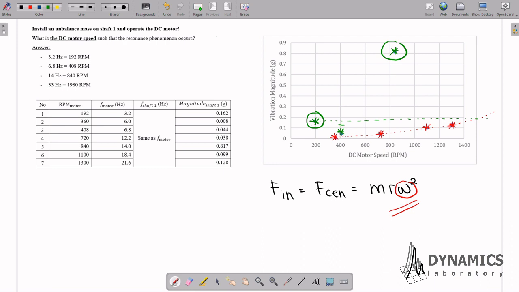Another interesting part is, take a look at the second resonance. Why is the vibration magnitude the smallest? Maybe you should think about it and we will discuss it in the practicum.